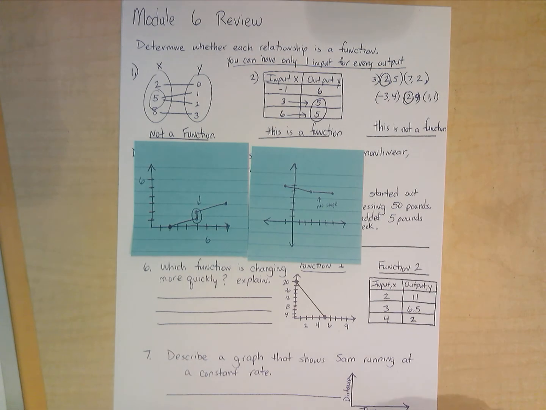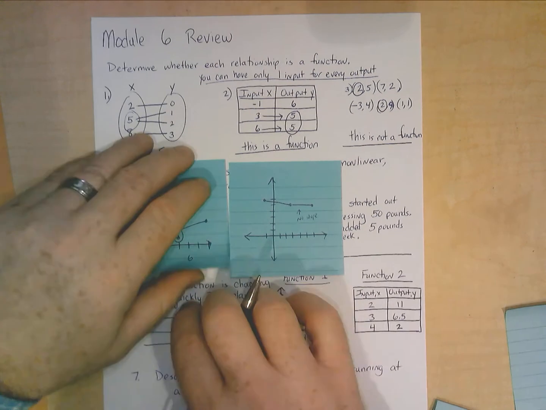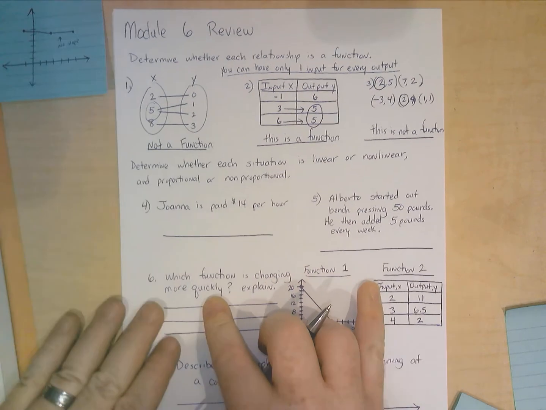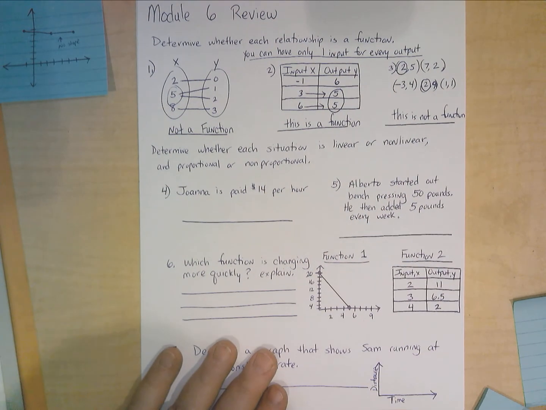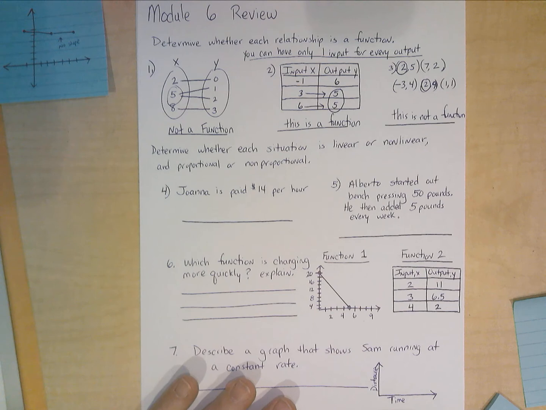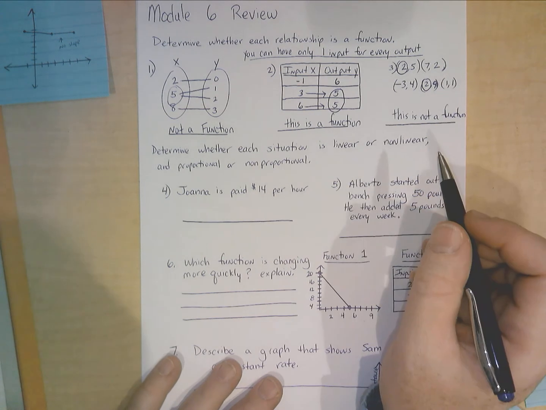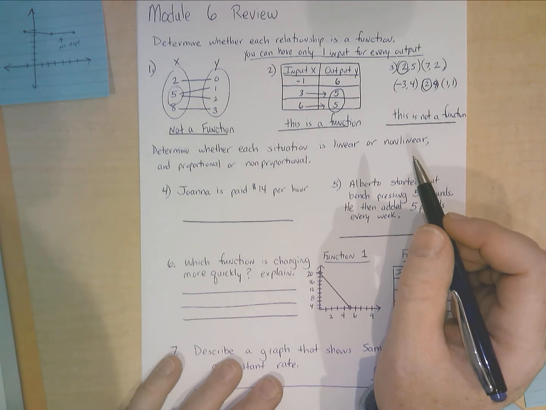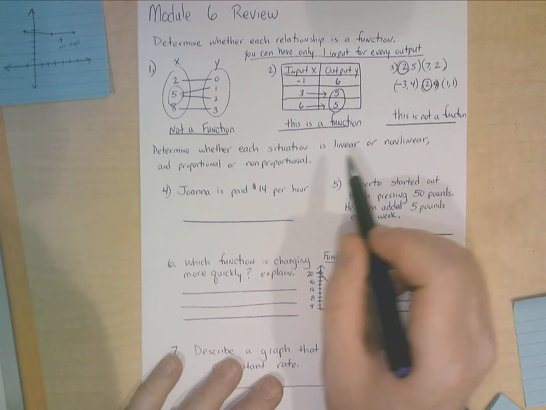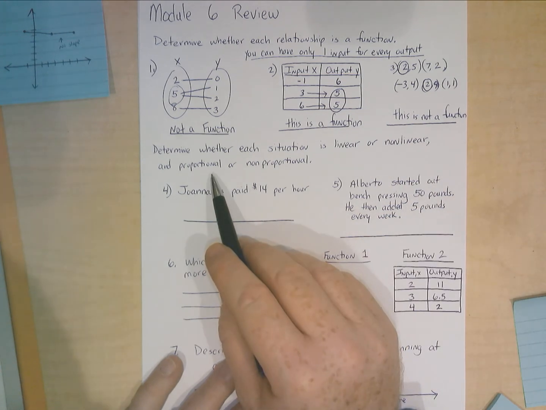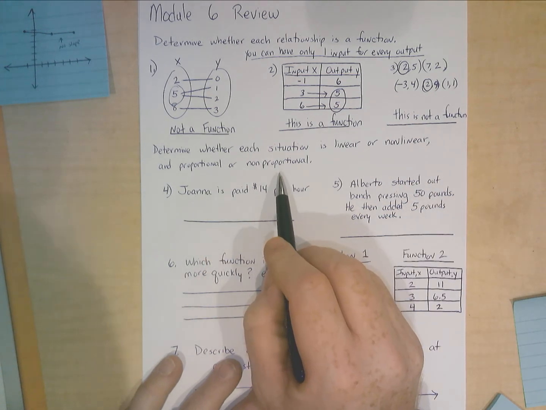All right, so moving on. Number 4, determine whether each situation is linear, nonlinear, proportional, or not proportional. Linear means it's straight. It's going to be constant. It's going to have a constant rate. Proportional means it starts at 0, 0. Non-proportional means it does not start at 0, 0.